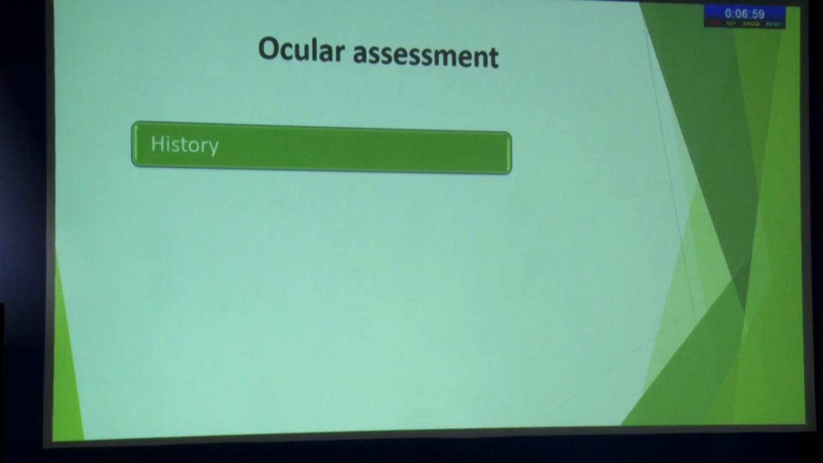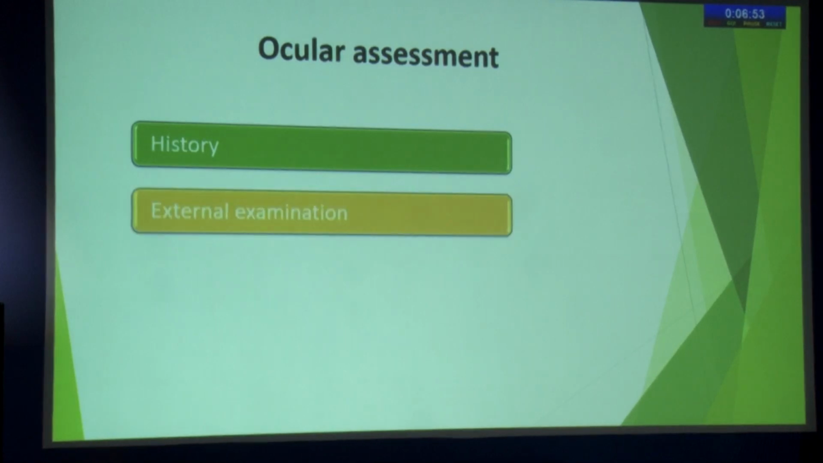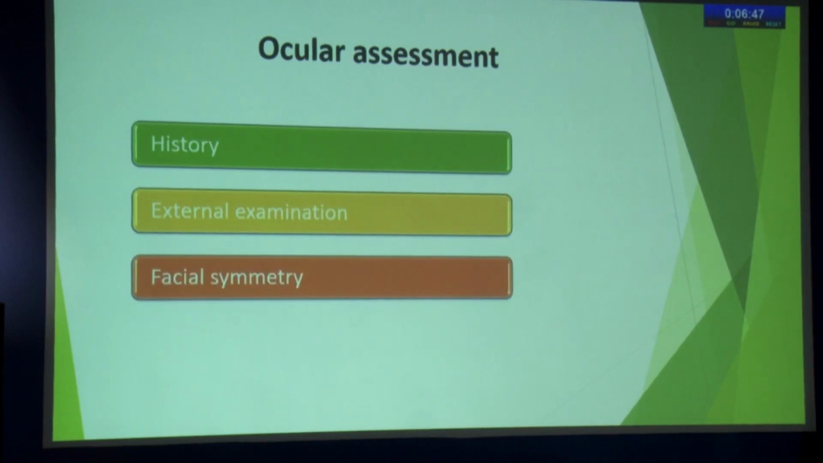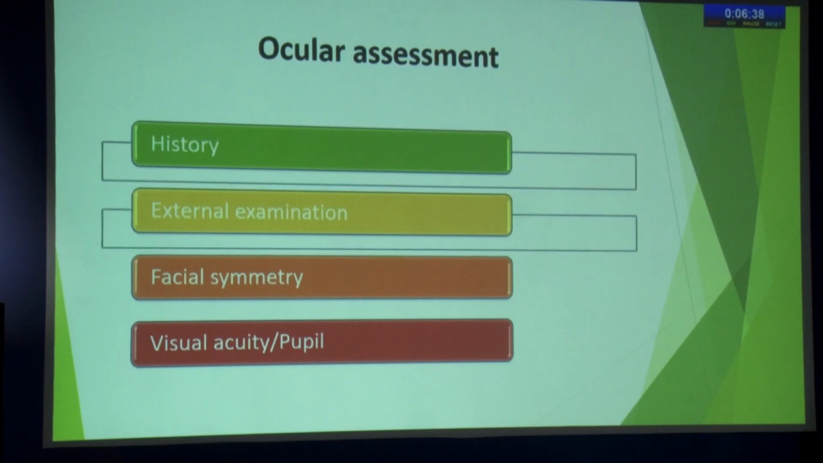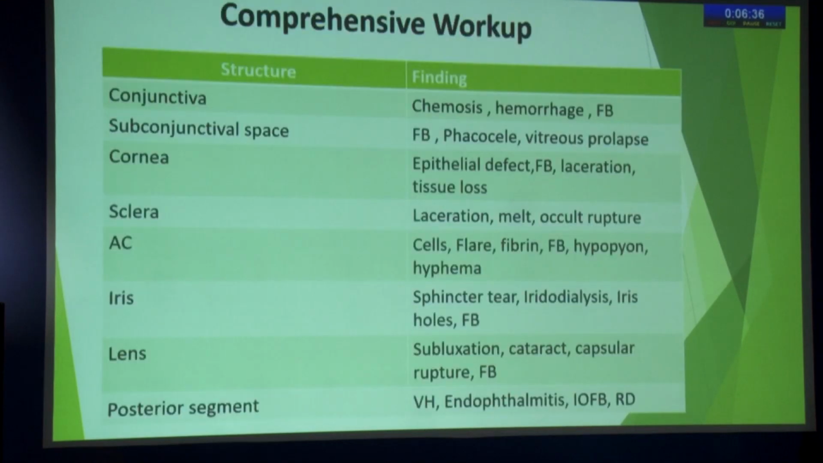So how to go about ocular assessment? We have to take a thorough history as to whether there was any exposure to metallic foreign bodies and what the nature of the injury was. All that has to be taken care of in the history, and then we go ahead with the external examination. Look for facial symmetry or any bony discontinuity to rule out orbital fractures. Visual acuity and pupillary examination are important, which was highlighted by my previous speaker already.